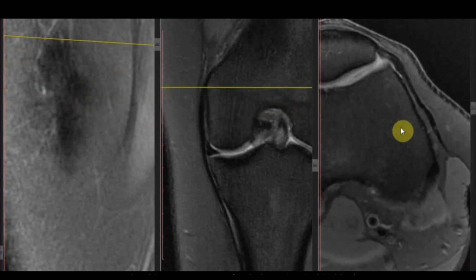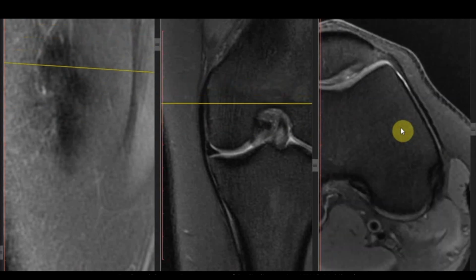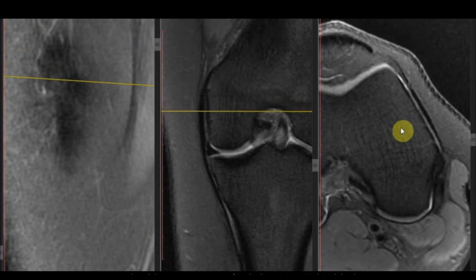So in persons involved in cycling, running, they can have iliotibial band friction syndrome, in which there is inflammation and edema deep to the iliotibial band, and there is marrow edema in the lateral femoral condyle, and there can be presence of inflammation and fluid superficial to the iliotibial band as well as deep to the iliotibial band.